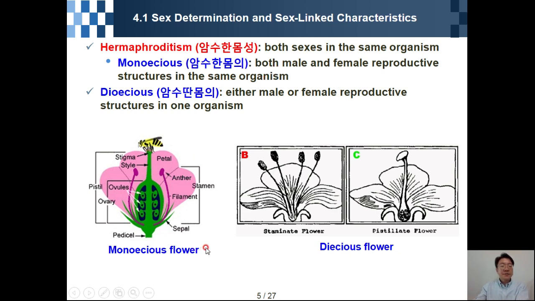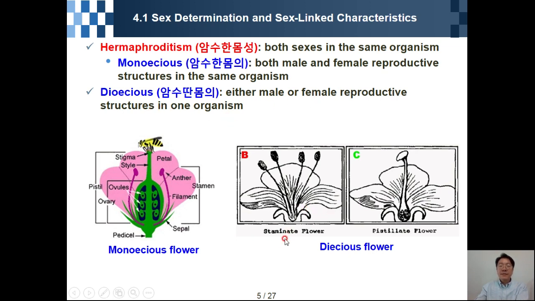For example, this is a monoecious flower. Nearly more than 90% of flowers are monoecious. In the same organism there is, for example, the anther, which is a male reproductive structure, and the ovary, which is a female reproductive structure. Usually flowers are monoecious, meaning 암수 한 몸의. But sometimes flowers are dioecious. Dioecious means that either a male or a female reproductive structure is in one organism.